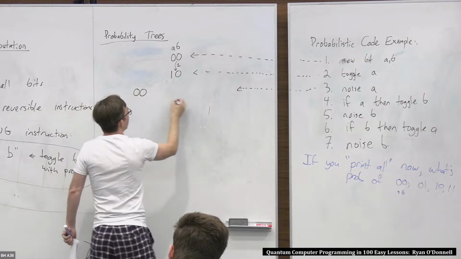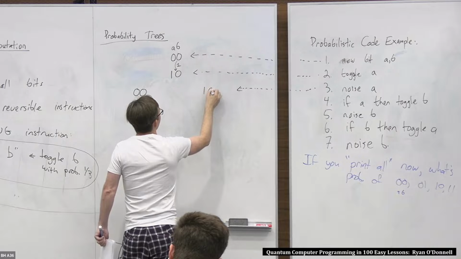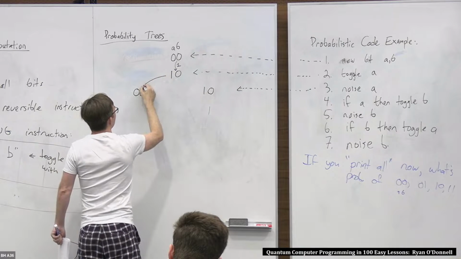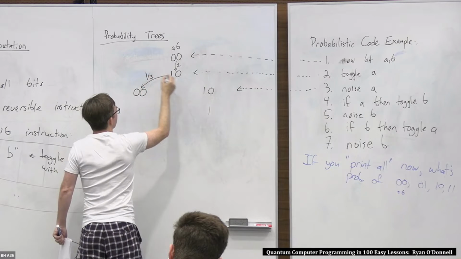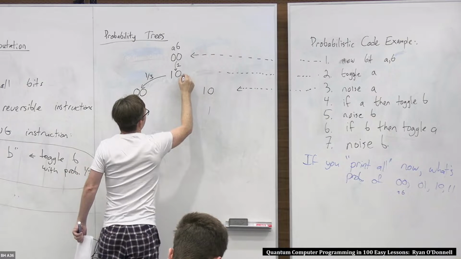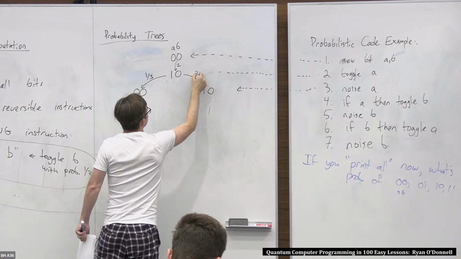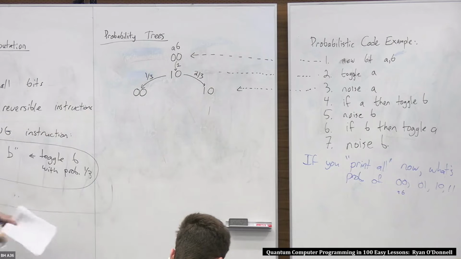We have a branch here. We can branch into the world where A got toggled. That happens with probability 1/3. And we can branch into the world where A didn't get toggled. That happens with probability 2/3. Okay. Hopefully this makes sense.